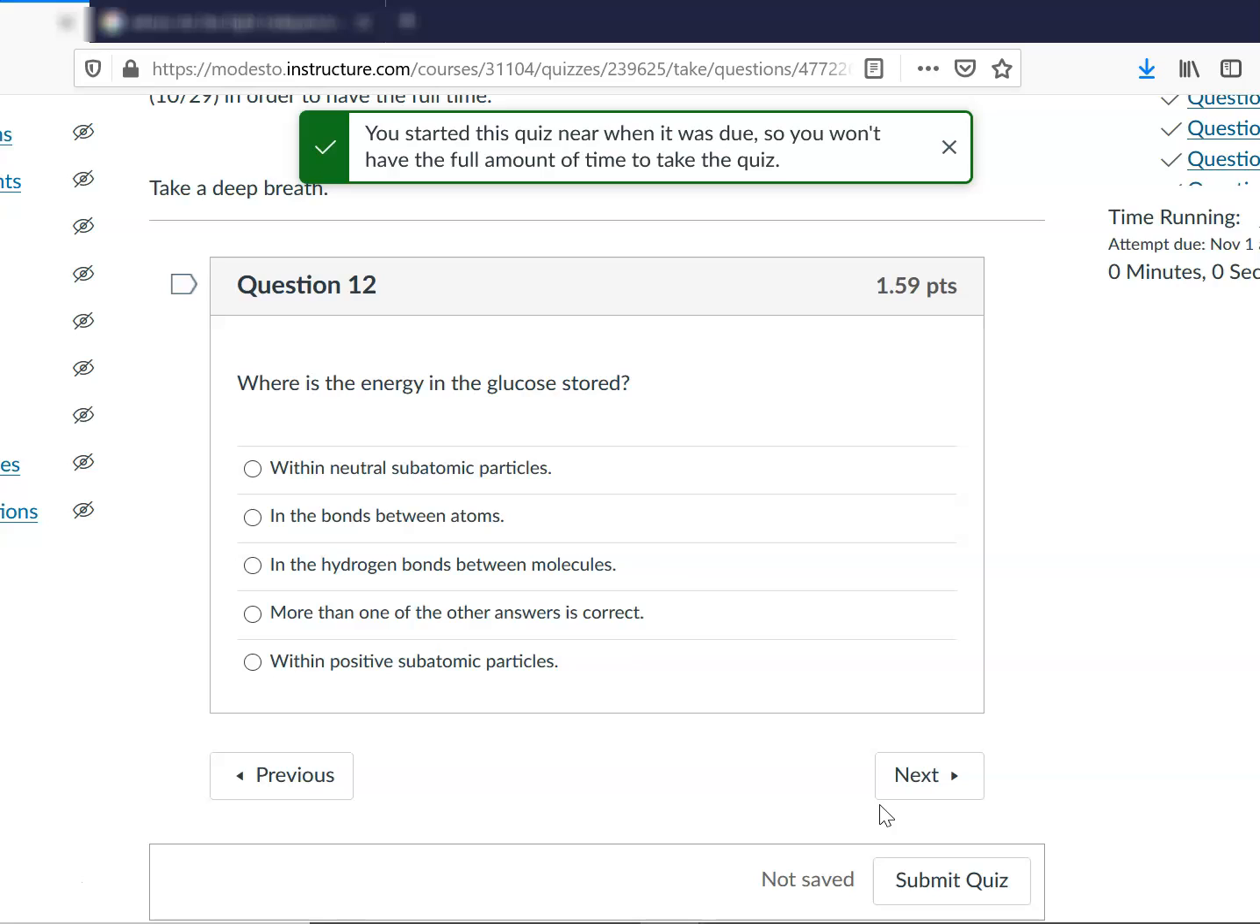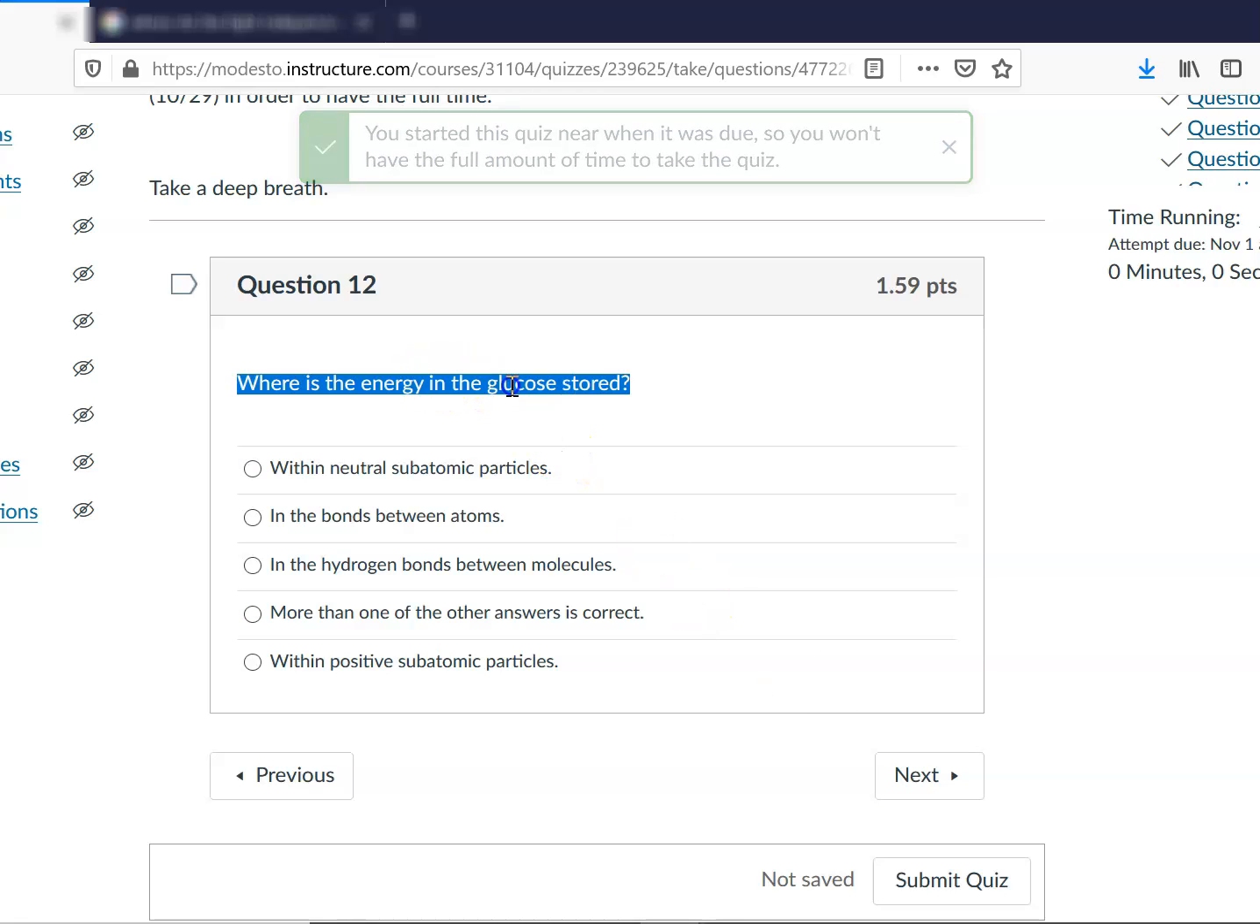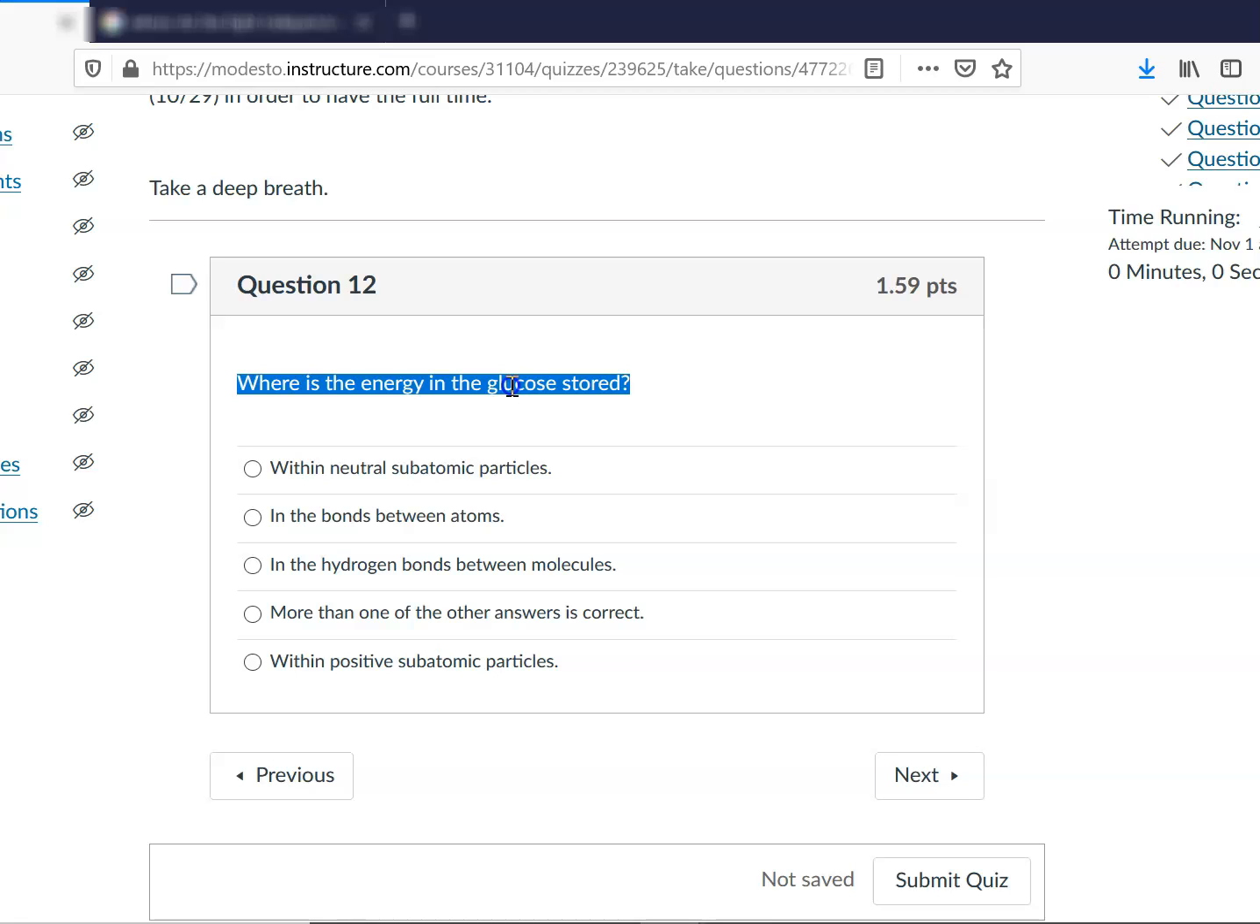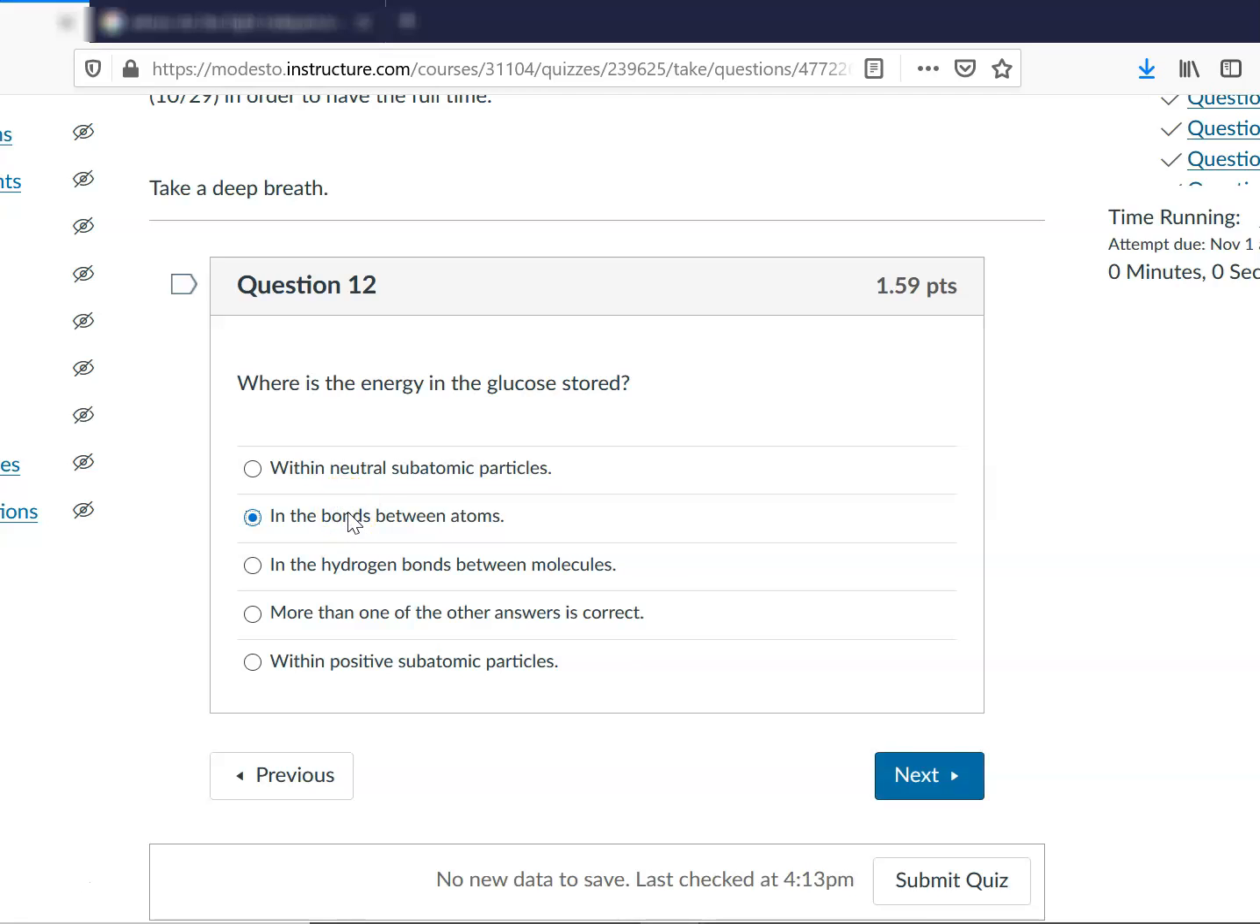Where is the energy in the glucose? I should have just said, where is the energy in glucose? But where is the energy in the glucose stored? In the bonds between atoms. So within neutral subatomic particles.